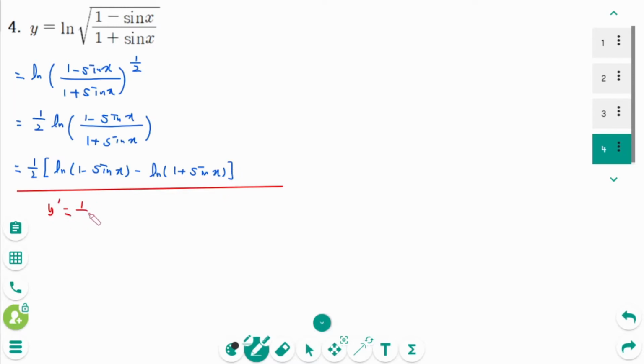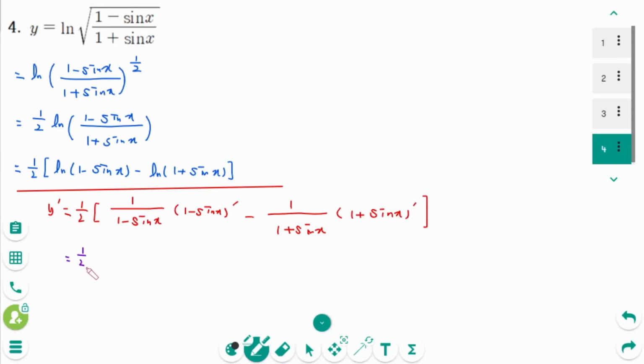y prime equals 1 over 2 times [1 over (1 minus sine of x) times (1 minus sine of x) prime minus 1 over (1 plus sine of x) times (1 plus sine of x) prime] equals 1 over 2 times, 1 prime is 0, then minus sine x prime equals cosine of x over (1 minus sine of x), minus 0 plus sine of x prime is cosine of x over (1 plus sine of x).